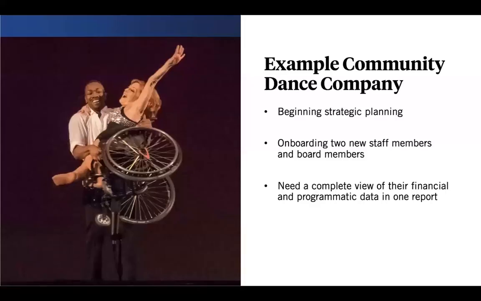Now that you've seen an overview of the annual report, I want to show you an example of how an example organization would use this data. So we're going to look at the example community dance company, and we'll see their plans for how they want to use the report. They're planning for strategic planning. They have 2 new staff members on their leadership team, and they want to connect them to how the organization has performed in the past, and that will help them in future communication.